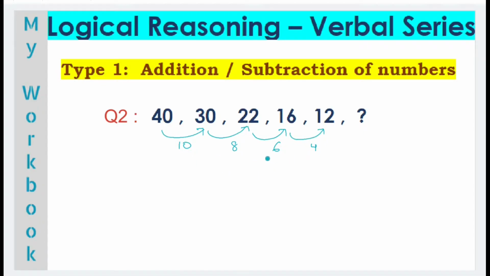10, 8, 6, 4. The pattern is very much evident, right? These are all even numbers. So consecutive even numbers starting from 10 have been subtracted from each element. So how do we get the next element? We need to take away 2 from 12. 12 minus 2 will give us 10. So the answer for this question is 10.